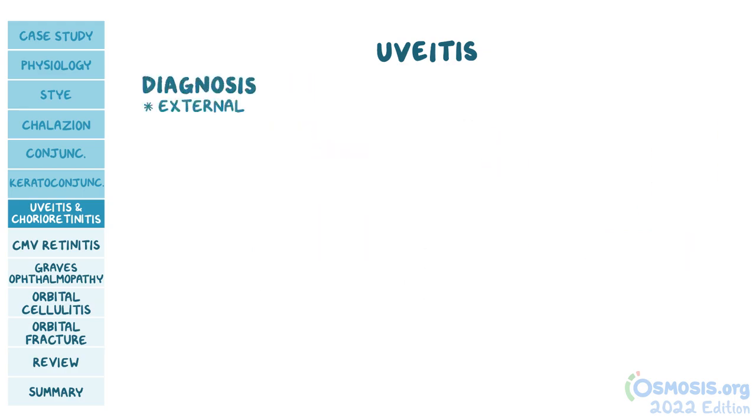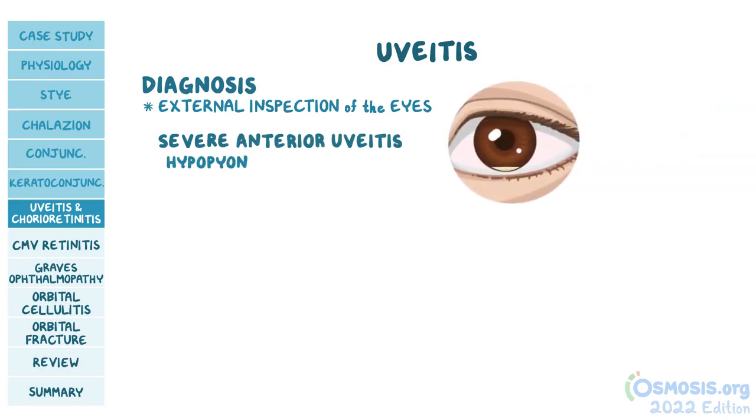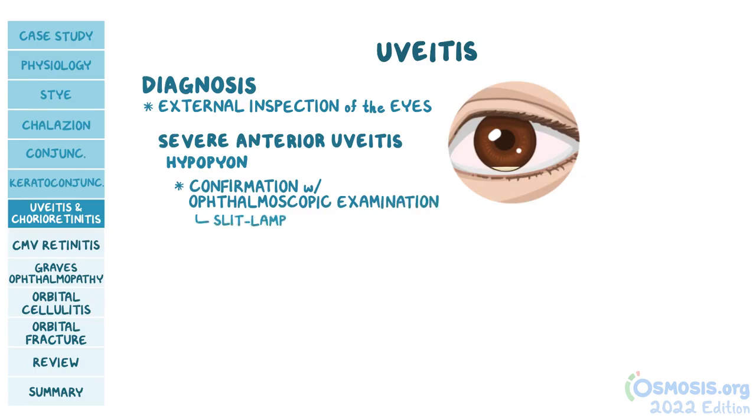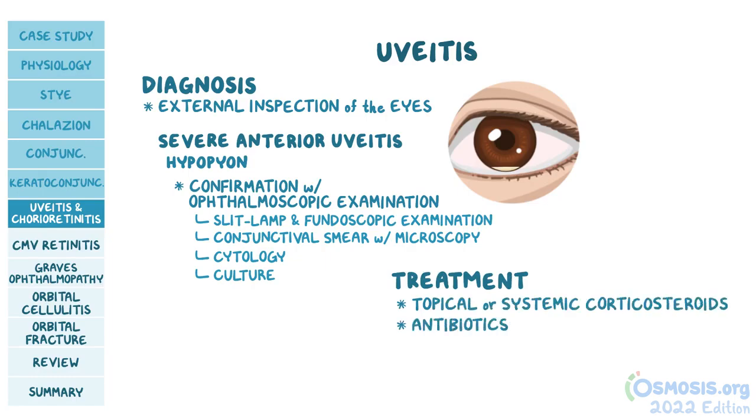Diagnosis starts with external inspection of the eyes, which, in severe cases of anterior uveitis, might reveal hypopyon, which is the accumulation of pus in the inferior part of the anterior chamber. Confirmation of the diagnosis comes with ophthalmoscopic examination, including slit lamp and fundoscopic examination, along with conjunctival smear with microscopy, cytology, and culture if an infectious cause is suspected. Treatment includes topical or systemic corticosteroids, as well as antibiotics or antiviral therapy in the case of infectious uveitis.